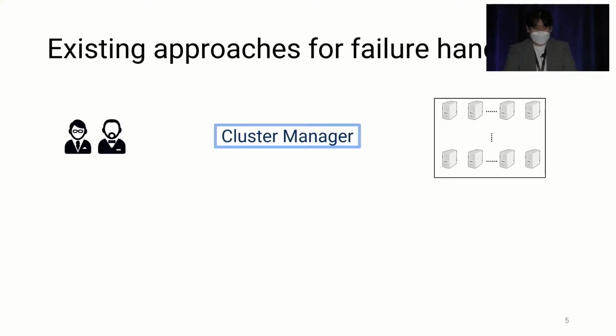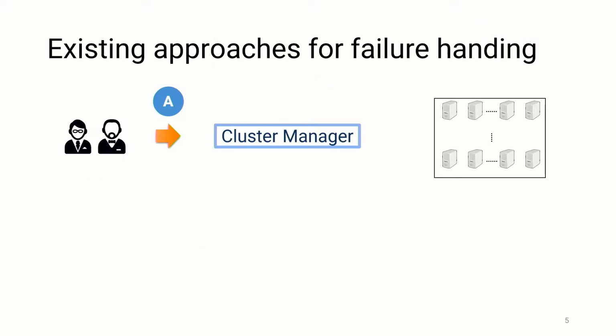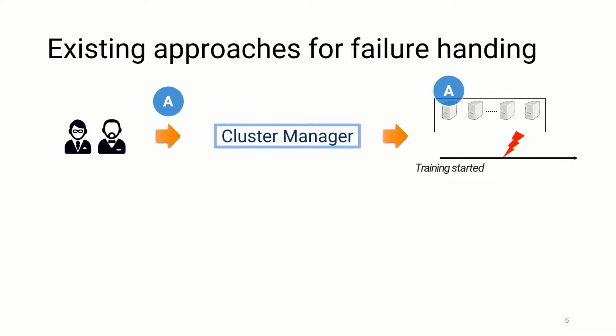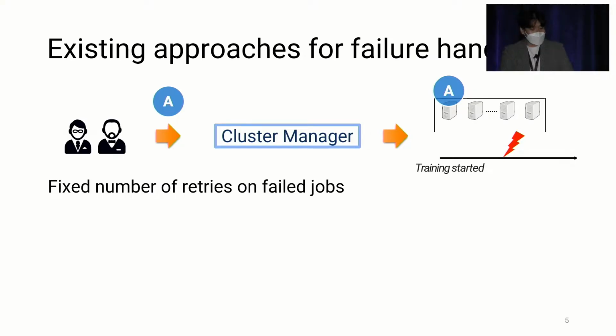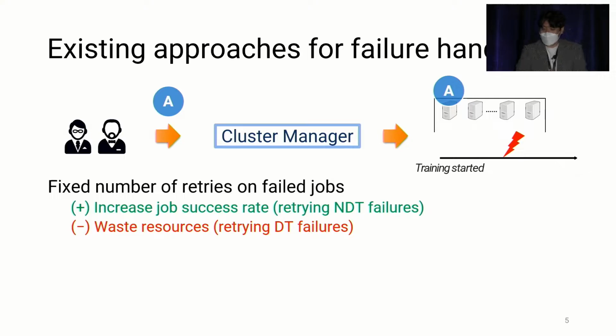When the user submits the training job and the job is scheduled, the cluster manager places the job onto the cluster for execution. Now, let's assume that training fails before job execution completes. The existing approach takes a simple heuristic to handle this failure. The first approach is performing a fixed number of retries on the failed job. Philly, Microsoft's cluster scheduler, has this kind of handling strategy. This can increase the job success rate by retrying NDT failures, but it wastes resources by retrying DT failures.